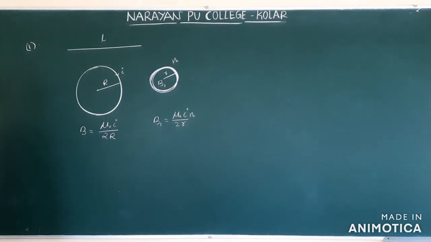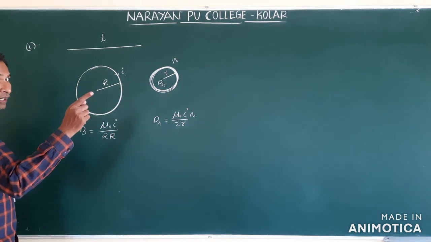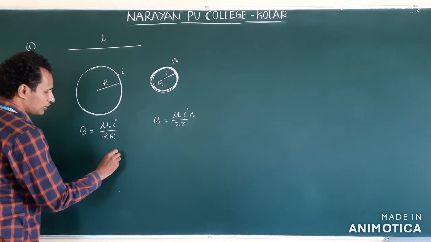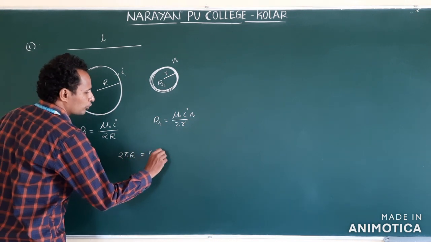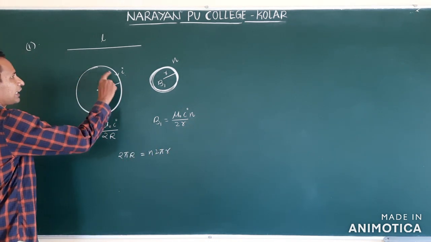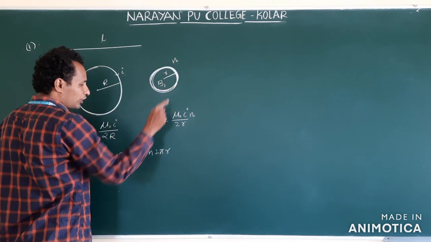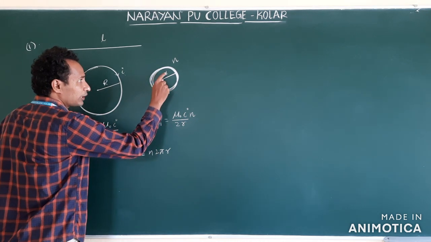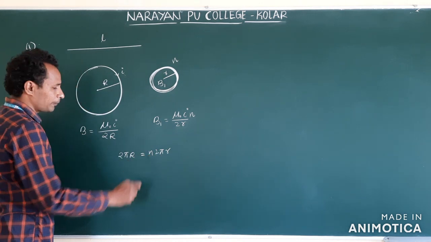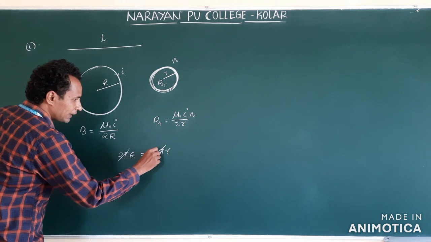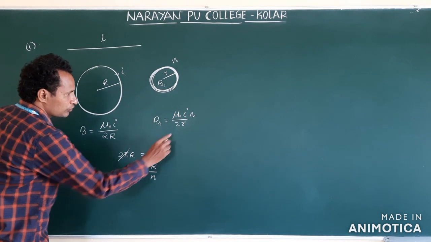Clear? So we need to eliminate this R. How do we eliminate? I already mentioned: the length remains the same. So the length 2 pi R is equal to n into 2 pi small r. For the single coil, the circumference is 2 pi R, which is equal to n number of turns into the circumference of the single coil. But this radius is small r. So 2 pi r into n. Clear? Now 2 pi cancel. R is equal to n r. Substitute this value here.